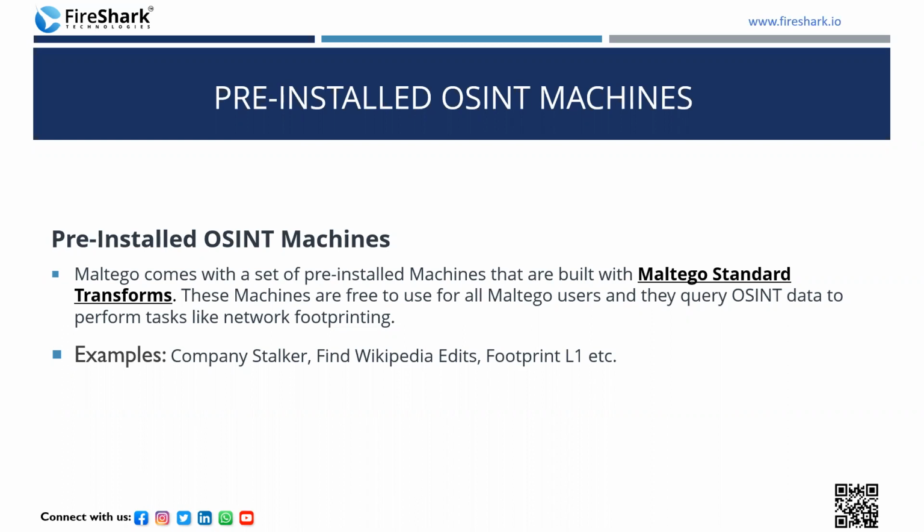Every user can use these Maltego machines, and they query OSINT data to perform tasks like network footprinting. Means whatever OSINT data we have, we can do network footprinting on it and perform our tasks for information gathering. For example, there are machines like Company Stalker, Find Wikipedia Edits, and Footprint L1, etc. These are examples of some pre-installed OSINT machines, and we will also see them in practical.